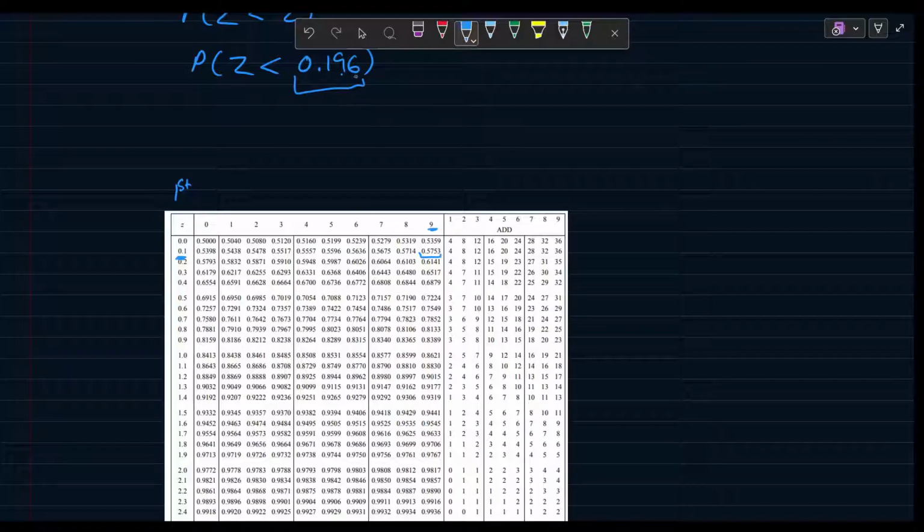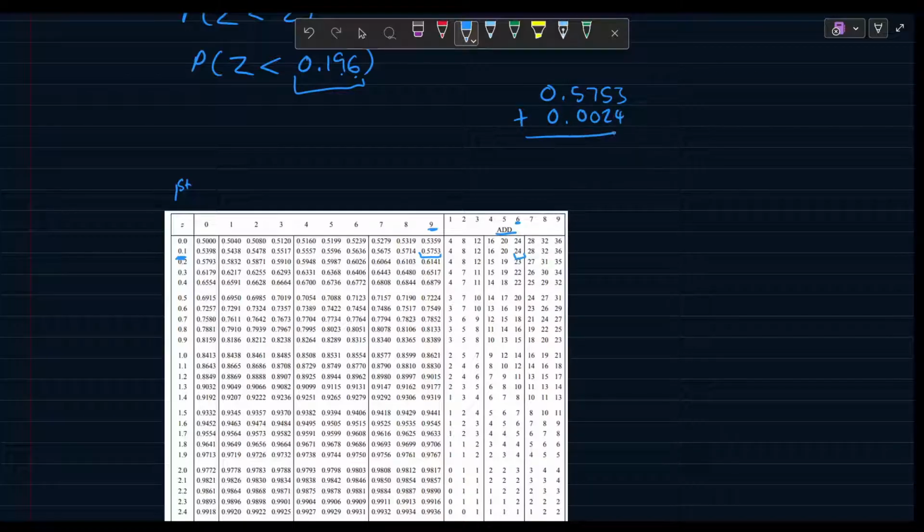But we also have to consider our third decimal place, which we get from the last column that's going from 1 through 9 and is written "add". Our last value here is going to be 6, so we've got this 24 over here. The way that you do it is you take this value that you get from the first two columns, 0.5753, and then you add 24 to the last two decimal places of this value, so 0.0024, hence why it says add.